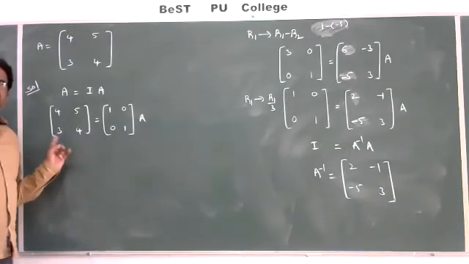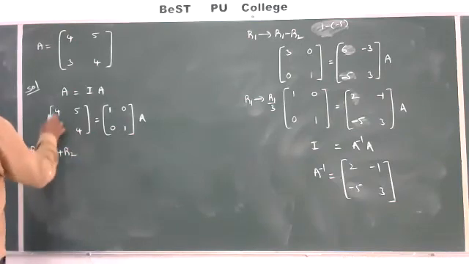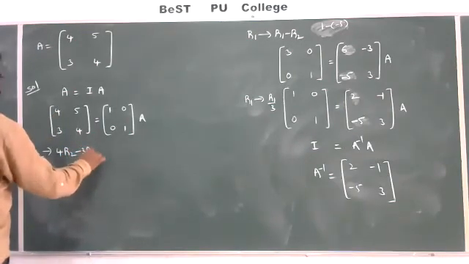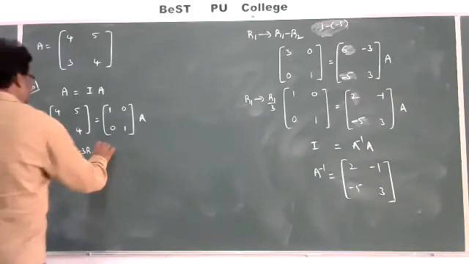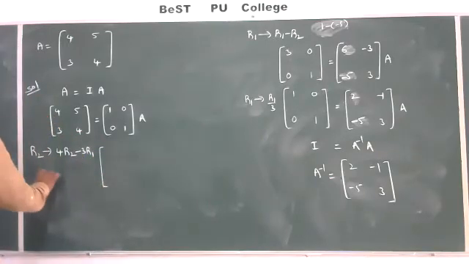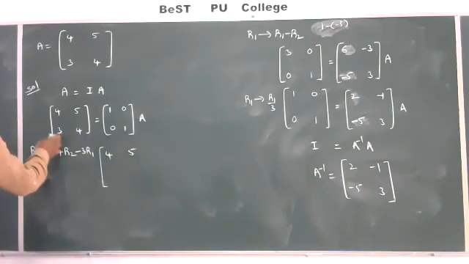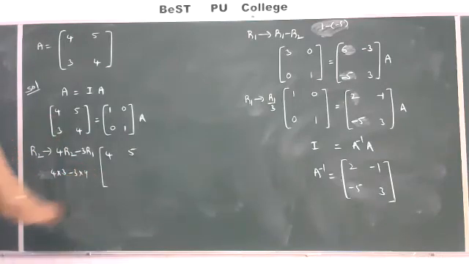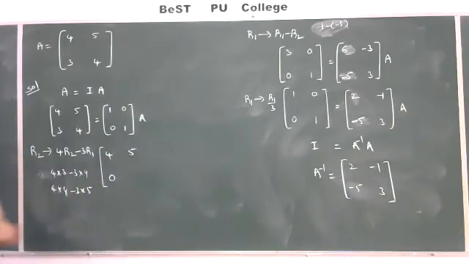We make this element 0. That is R2 goes to 4R2, that is 4 3 is 12, minus 3R1, 3 4 is 12. You get 0. That's why, first you write R1 same, 4 5, and instead of R2, that is 4 into 3 minus 3 into 4, 12 minus 12, this is 0, and 4 into 4 minus 3 into 5, 16 minus 15, 1 here.